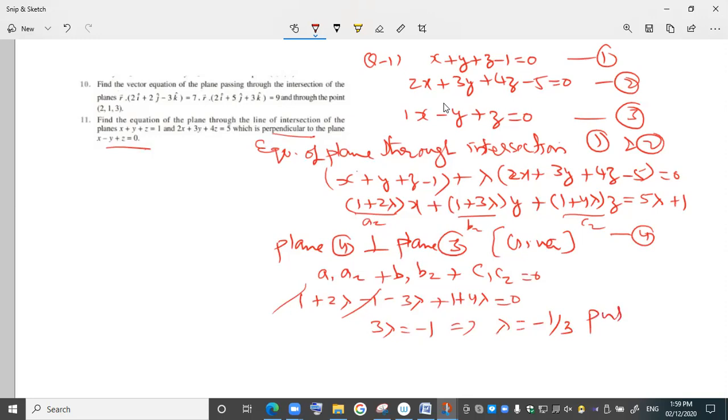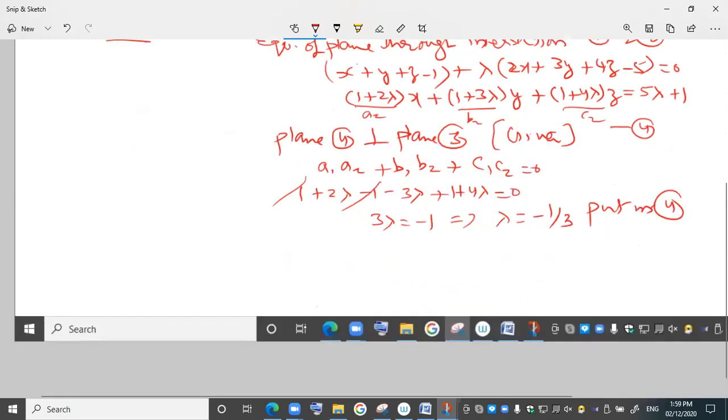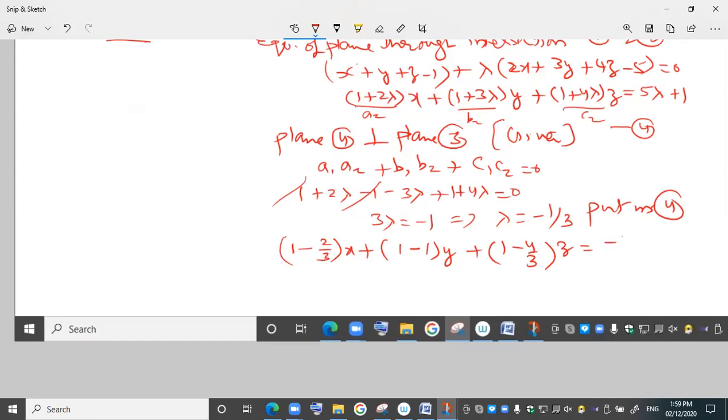Put it in plane 4. I'm writing directly, so it will become 1 minus 2 by 3 x plus 1 minus 3 by 3, that is 1 minus 1, plus 1 minus 4 by 3 z is equal to minus 5 by 3 plus 1.